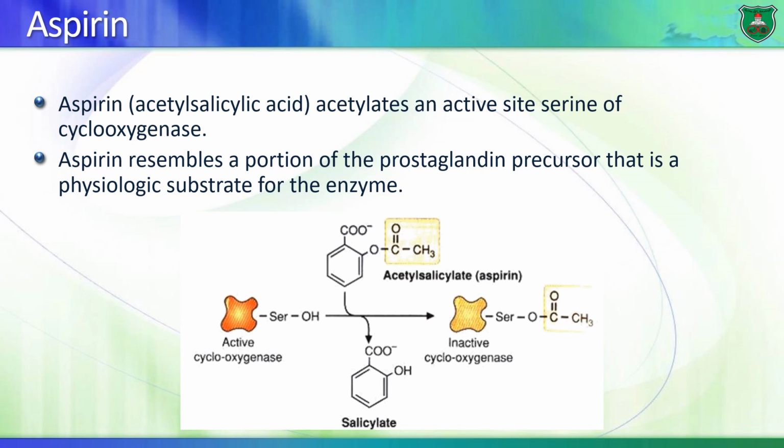Aspirin is another example of a covalent inhibitor. The chemical name of aspirin is acetylsalicylic acid. Now, if you remember the function of aspirin on lipids, it inhibits the cyclooxygenase enzyme, preventing the production of prostaglandins, and you studied this in the lipid lecture. So what aspirin does is that it acetylates the serine residue in the active site of cyclooxygenase.